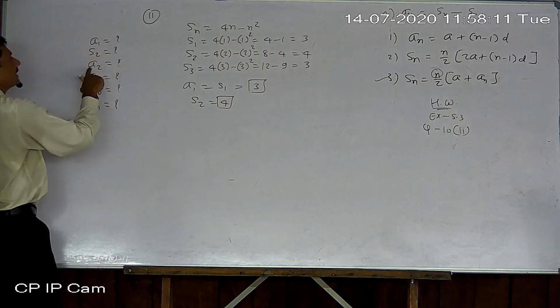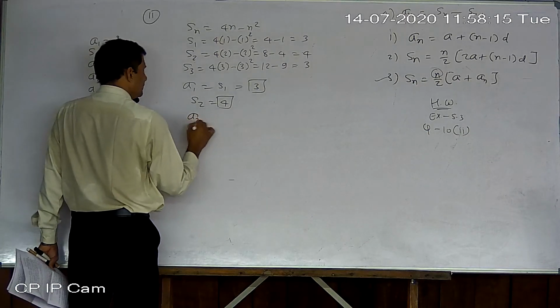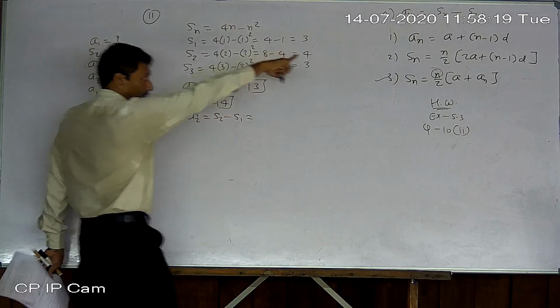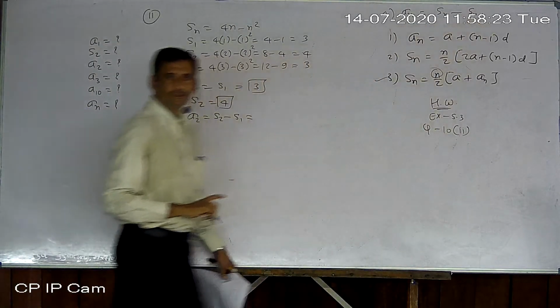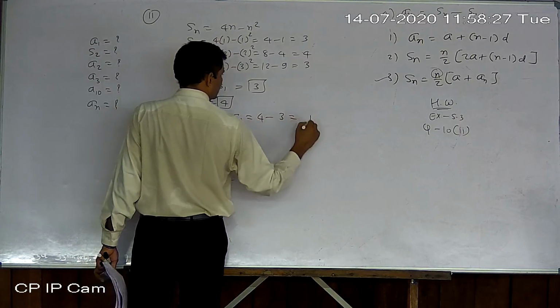Now A2, I will explain here. A2 is nothing but S2 minus S1. Okay, so obviously it will be 4 minus 3, which is 1. So that is the third answer.